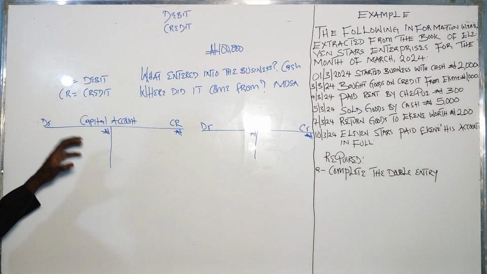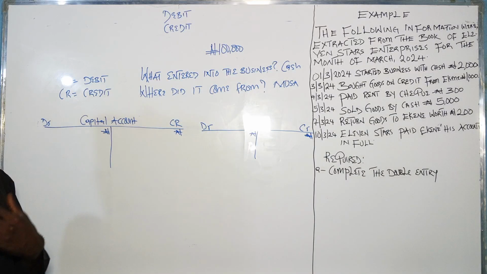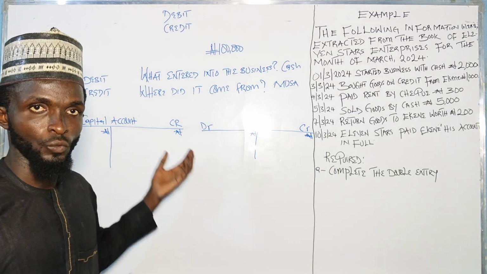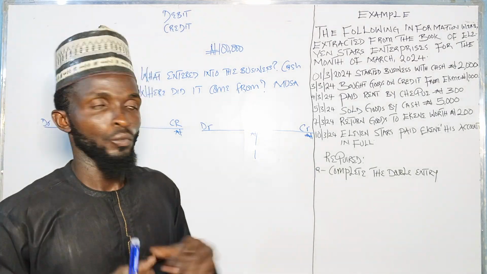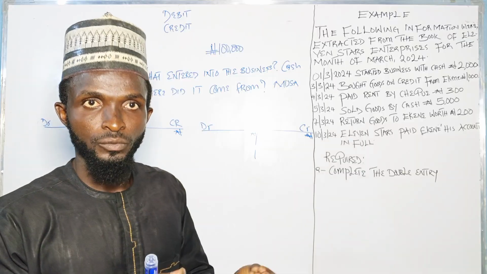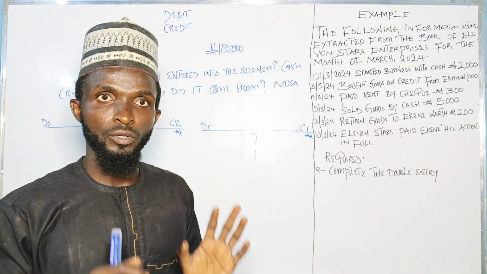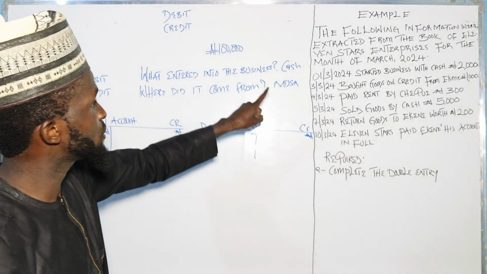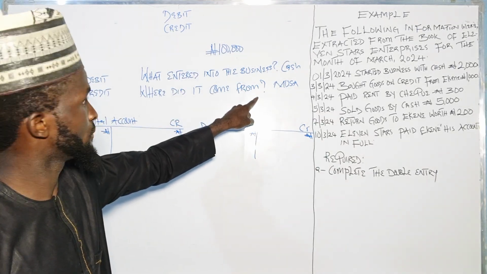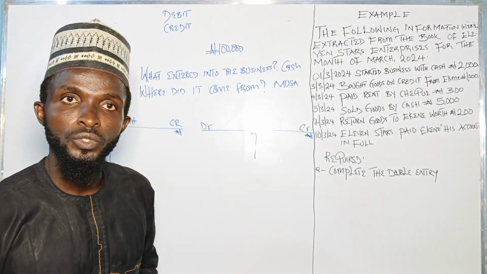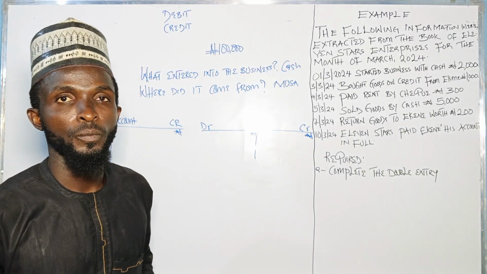So whatever comes to debit is what you receive. Whatever goes out, we put it on the credit. When you receive a value, we put it on the debit side. When you give out a value, we write it on the credit side.